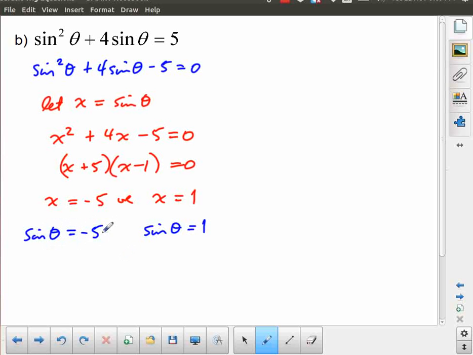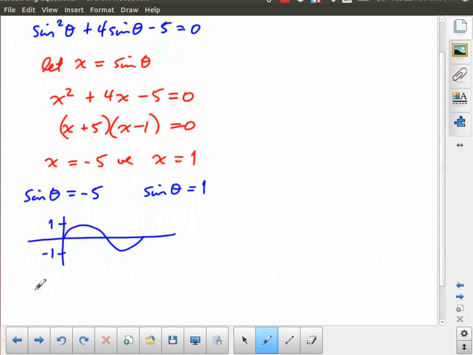Now, there are a number of ways you could try this. You could even try putting it in your calculator, but I prefer a slightly more mathematically knowledge-based approach, which is, don't forget your graph of sine theta. The graph of sine theta oscillates between negative 1 and positive 1. So is sine theta on its own, with no transformations, ever equal to negative 5? The answer to that is no. So this side has no solution.